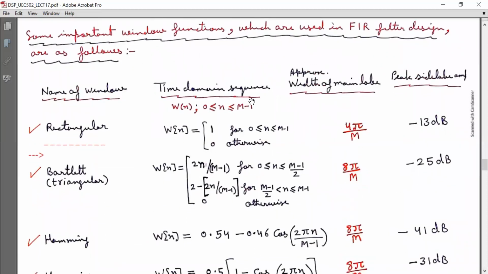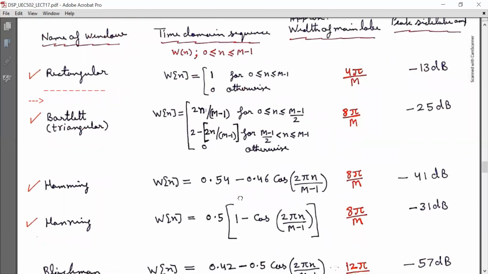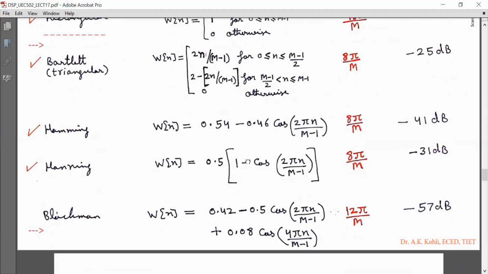Some important window functions which are used in FIR filter design are as follows. Up till now, we have only focused on the rectangular window and the width of its main lobe in the frequency domain, and its peak side lobe amplitude is minus 13 dB. Now there are other windows also which are used in industrial applications.